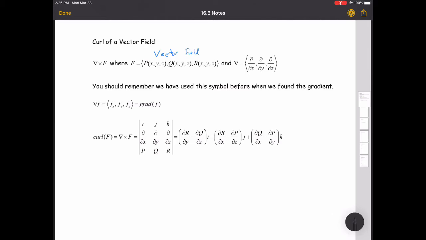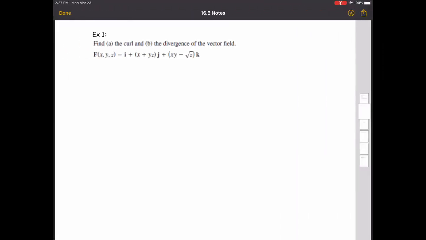So let's go ahead and take a look at a couple examples. Example 1 says, find A, the curl, and B, the divergence of the vector field. We haven't talked about divergence yet, so we will come back to that one at a later point in time. For now, we're just going to find the curl of this vector field. Again, this is very simple to do, as long as you remember your cross products.